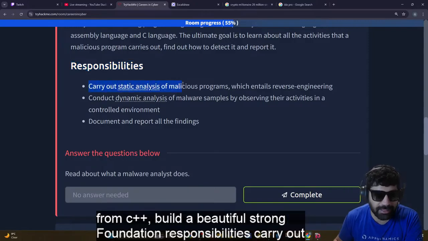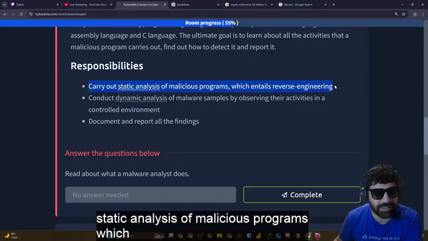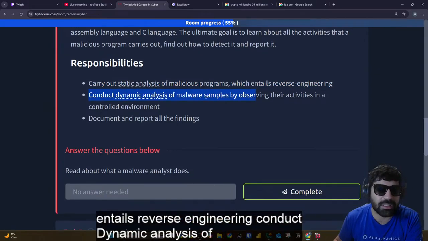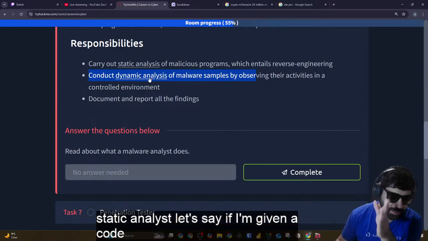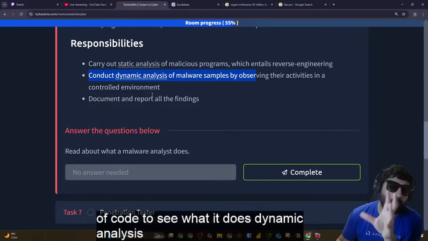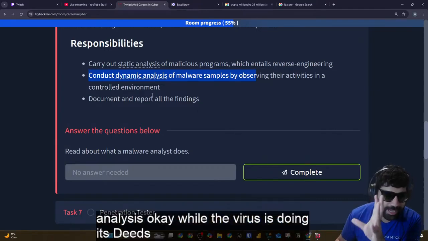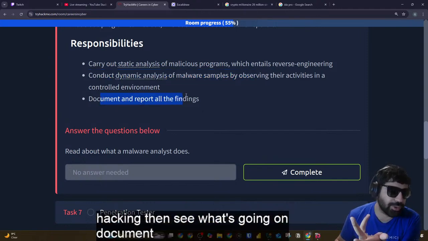Responsibilities: carry out static analysis of malicious programs, which entails reverse engineering, and conduct dynamic analysis of malware samples. So, static analysis, let's say I'm given a code, I'm looking through the lines of code to see what it does. Dynamic analysis, while a virus is doing its deeds, while it is actually doing the hacking, then see what's going on. Document and report all your findings, right?